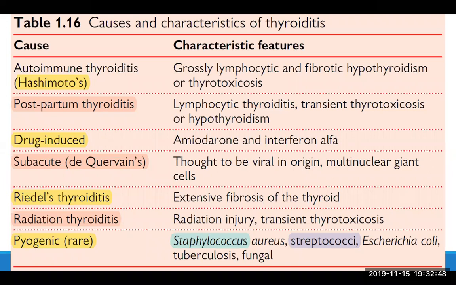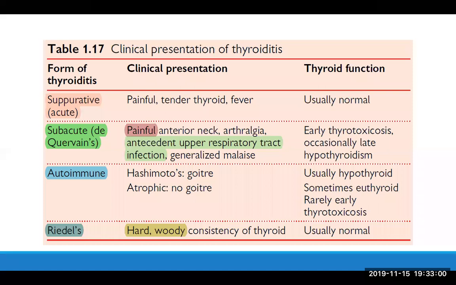Pyogenic thyroiditis, or pyogenic infection, is an abscess, mostly caused by Staphylococcus aureus or streptococci. This is an abscess in the thyroid gland, treated by drainage and antibiotics. A clinical presentation to differentiate between types of thyroiditis: suppurative or acute thyroiditis is a painful, tender thyroid with fever, and thyroid function tests will mostly be normal.